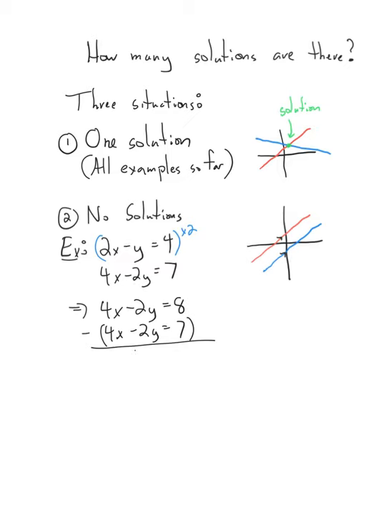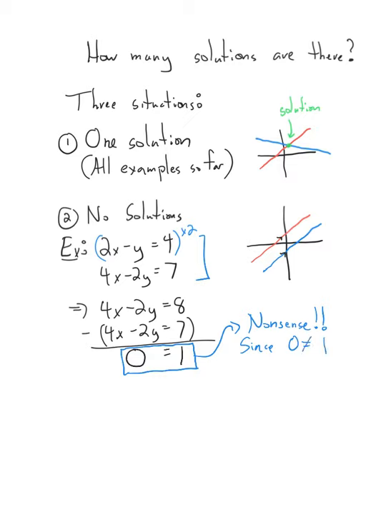So my left-hand side is just 0, and 8 minus 7 is 1. So I get some nonsense. So this is nonsense. This is saying that these equations are equal exactly when 0 equals 1. And when does 0 equal 1? Never. Since 0 never equals 1, there are no solutions. All right, so that's what no solutions look like.